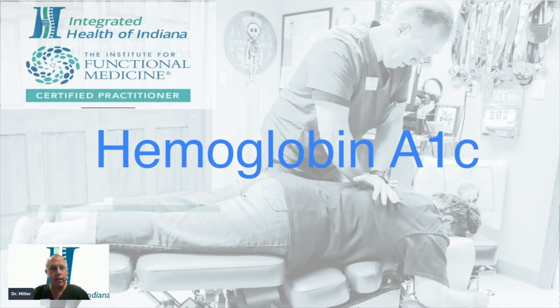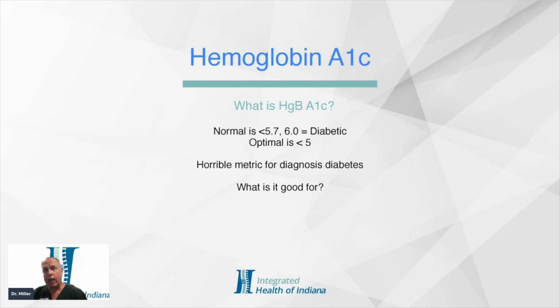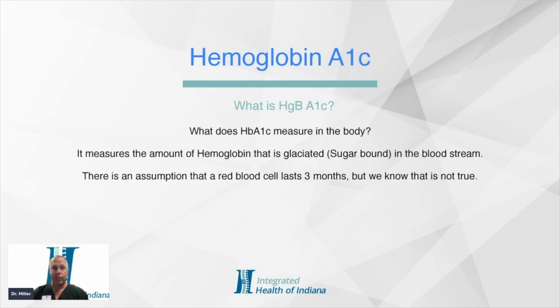And today, the component we're going to talk about is hemoglobin A1c. As we start to dig into this, hemoglobin A1c has traditionally been used as a metric for diabetes. Normal A1c is less than 5.7. And there's a misprint right there. That 6 should be a 7. That's the diabetic range. Pre-diabetes is that 6 range. Optimal is actually less than 5. But all in all, hemoglobin A1c is a horrible metric for diabetes. But what is it good for?